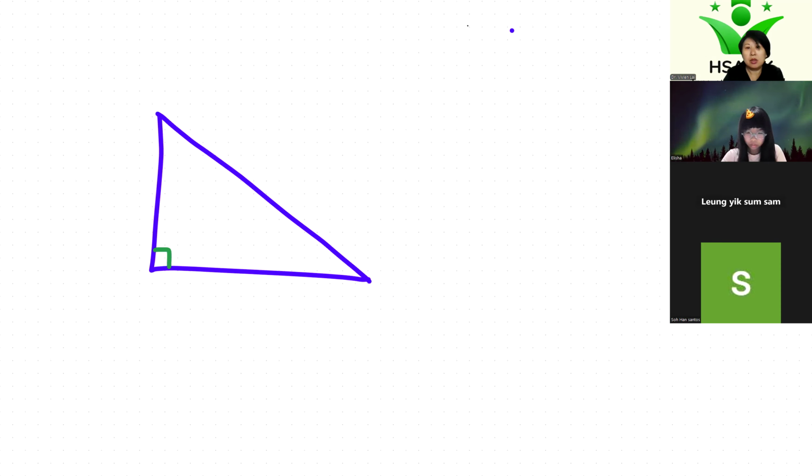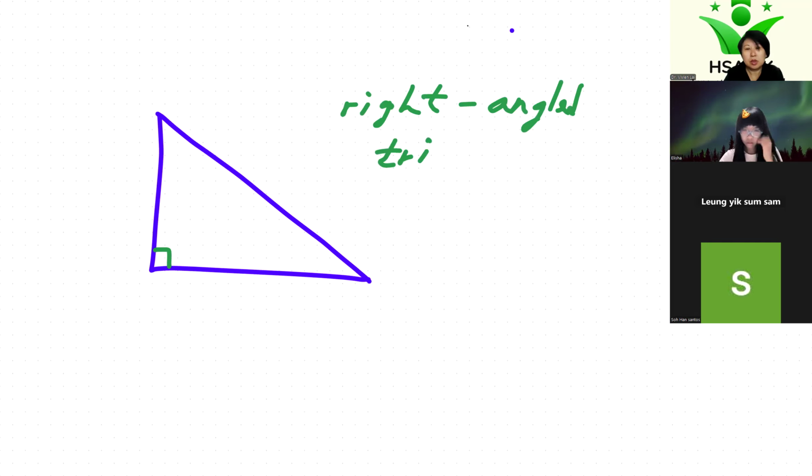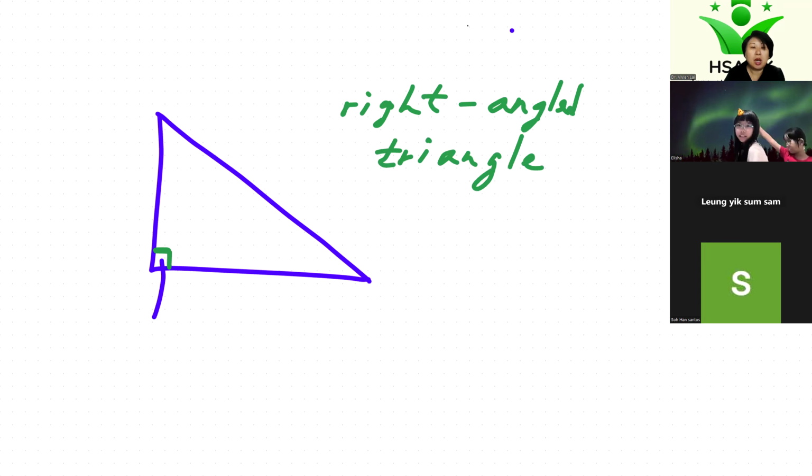Right angled triangle. So the right angle triangle, this symbol indicates 90 degrees. Whenever you see me mark a triangle with a square like this, it means a right angle triangle.